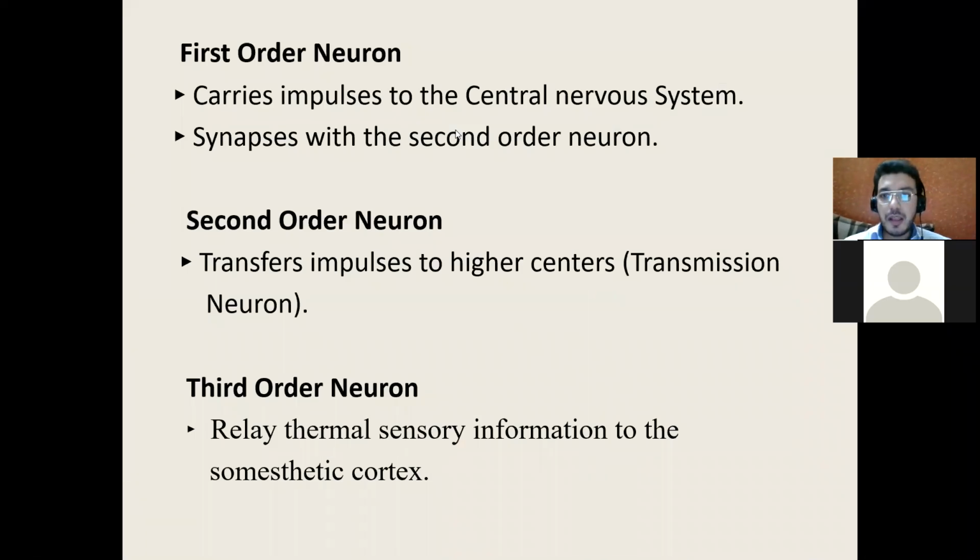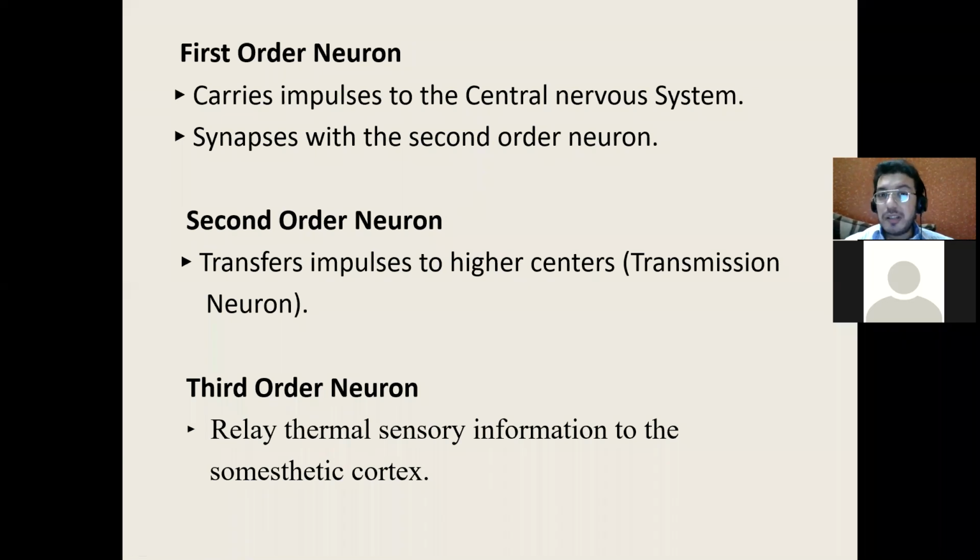Now, the primary or first order neurons carry the impulses to the CNS, then synapse to the second order neurons. Now, where do they synapse? The first order and second order neurons synapse in the gray matter of the spinal cord. Maybe not in detail, but you should understand that there are various laminas in the gray matter. You've got lamina 1, lamina 2, lamina 3, like that. Now, the second order neurons transfer the impulses to the higher centers. It's a transmissive neuron. And then you have a third order neuron.